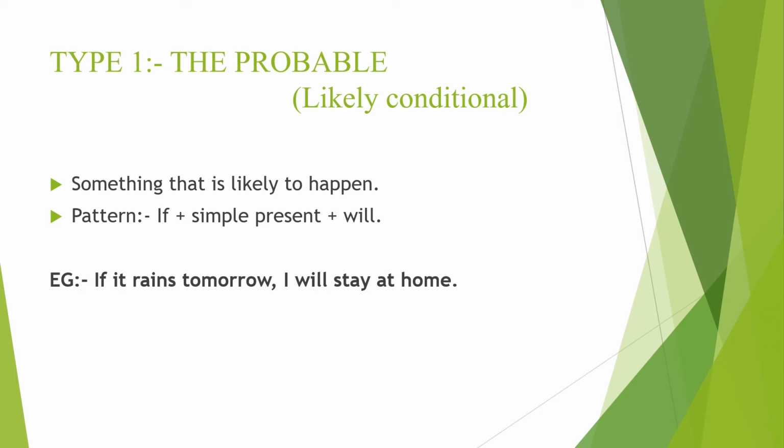The example that we are going to use in this is, if it rains tomorrow, I will stay at home. What is the condition in this sentence? Raining tomorrow is the condition, and the result will be, I will stay at home.